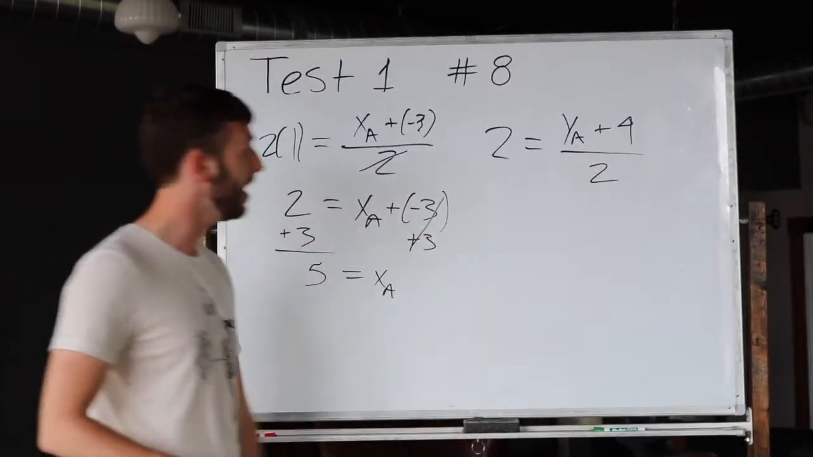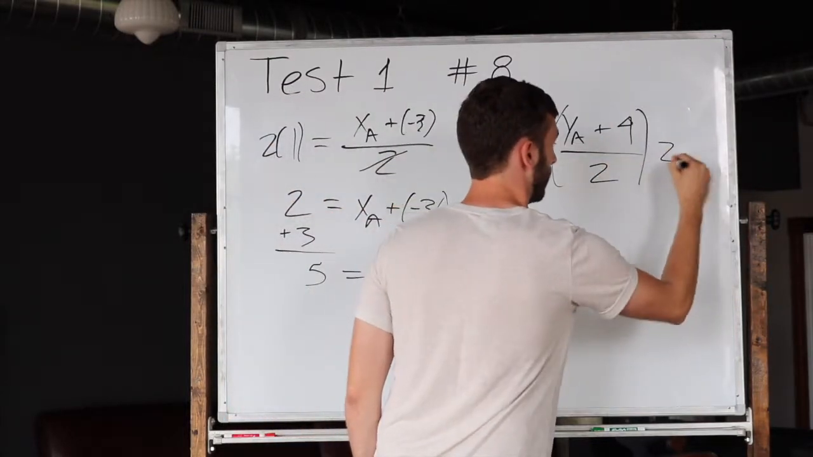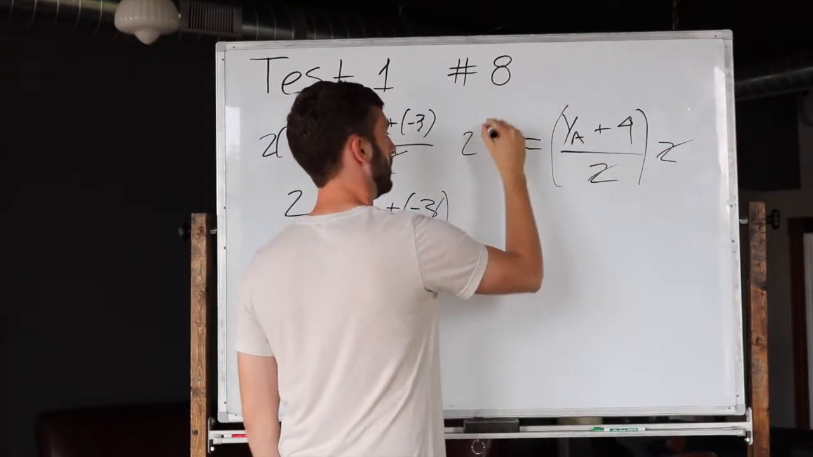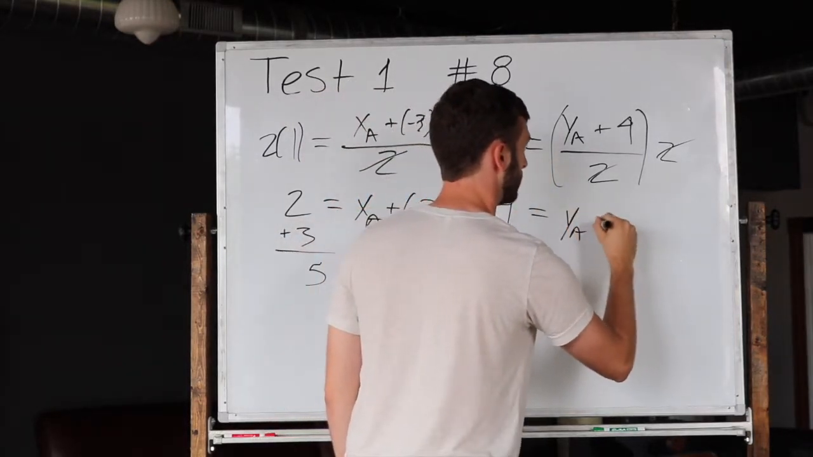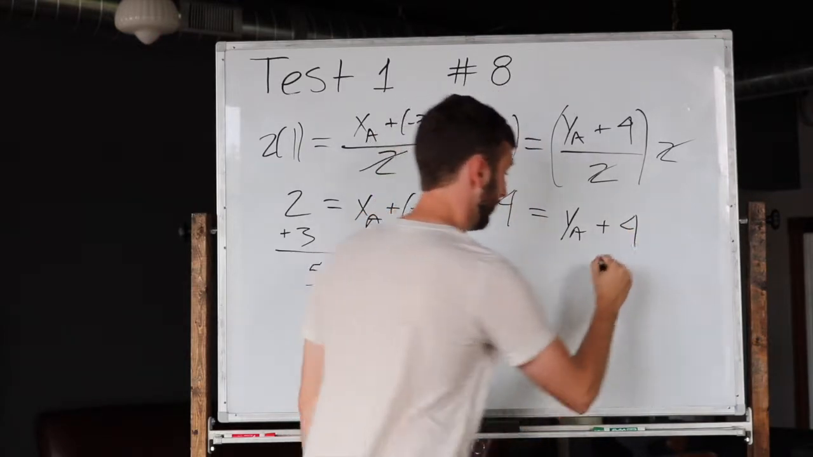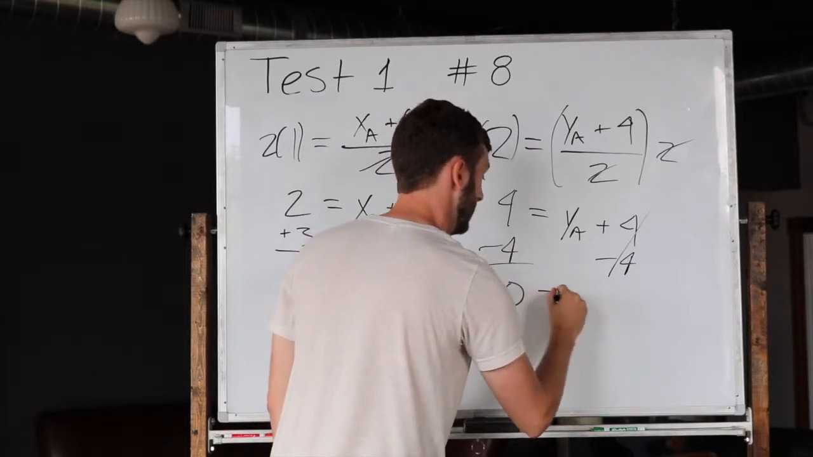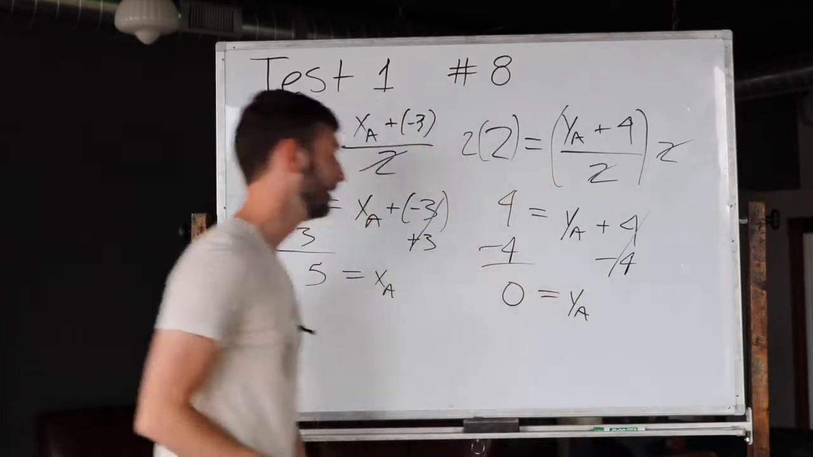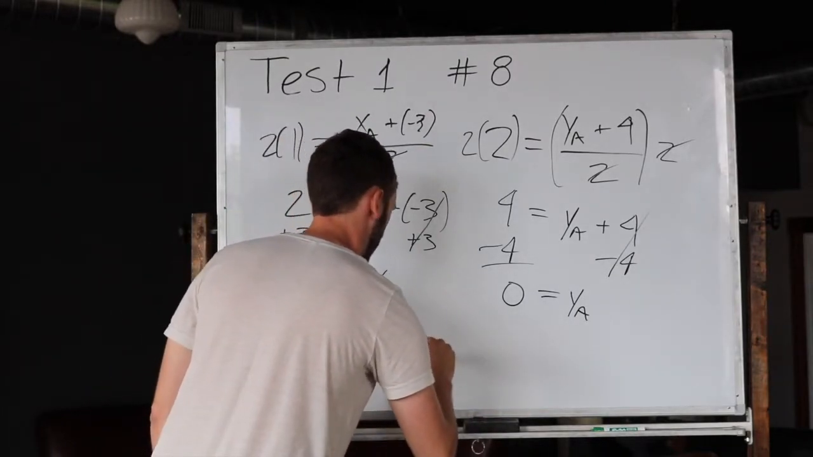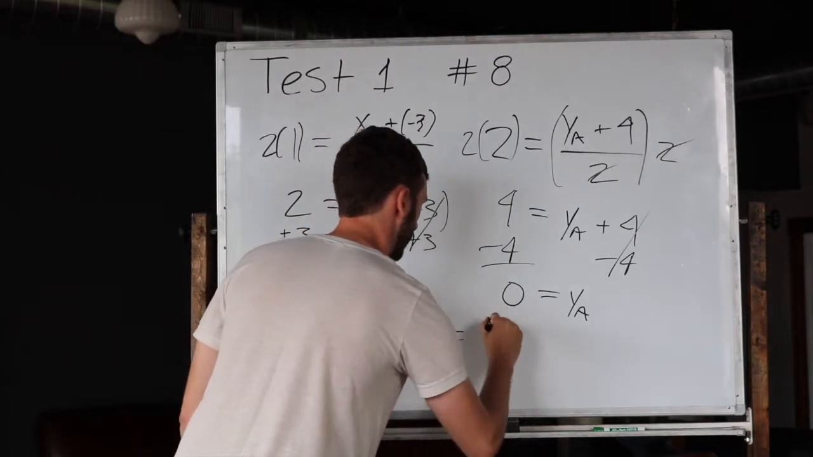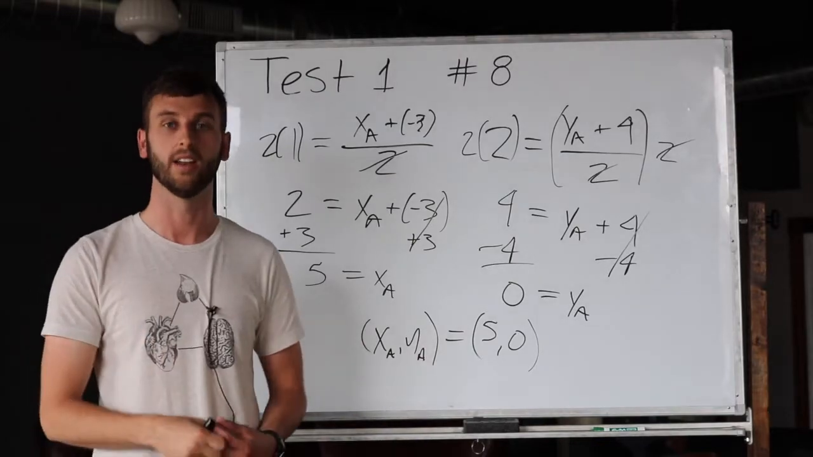Now we need to solve for YA. So first thing we do is we multiply by 2 to get rid of this 2 here. And those cancel. Multiply by 2 over here. We get 4 equals YA plus 4. If we subtract 4, those cancel. Subtract 4 on this side. We get 0 equals YA. So if we put these 2 together, we get XA, YA equals 5, 0. And we get the same answer that we would have gotten if we had drawn a picture.